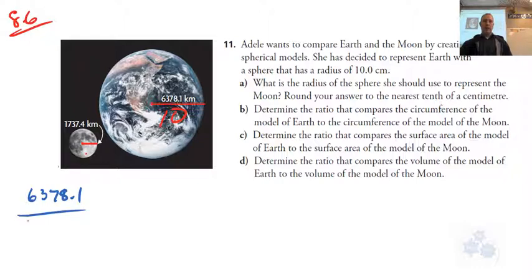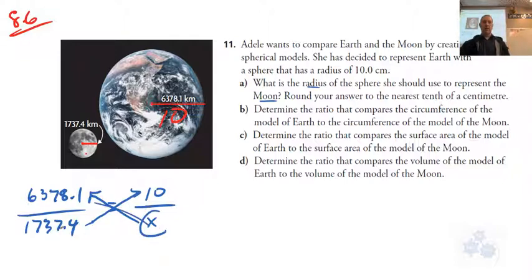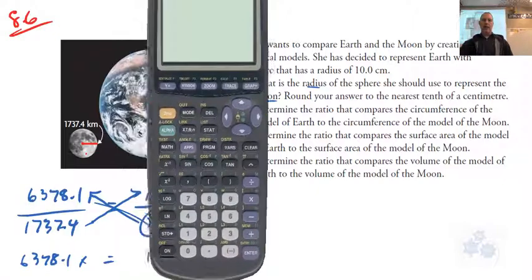So we have 6378.1 is related to 1737.4. And if I wanted to find out the radius for the moon, let's set up a proportion. So this has got to be 10, and the other one is going to be x. So if we solve for x, multiply, and then we'll have to divide again. So really this x is going up here, and this is going over there. So we have 17324 over on this side, and we have 6378.1x.